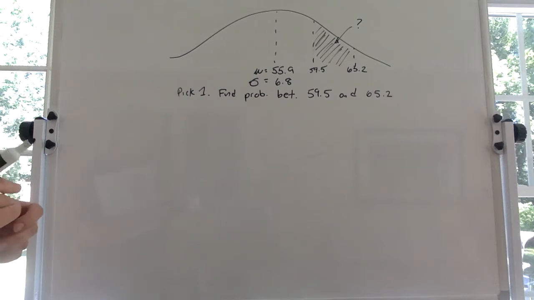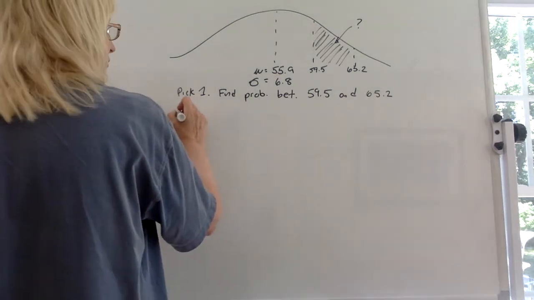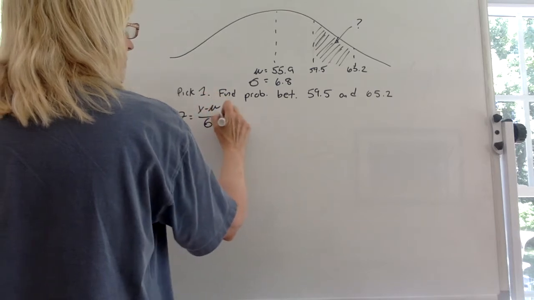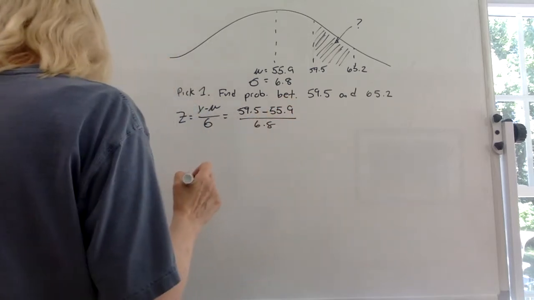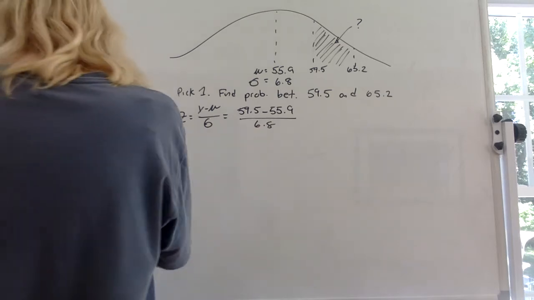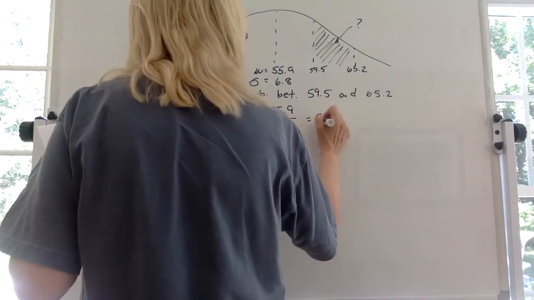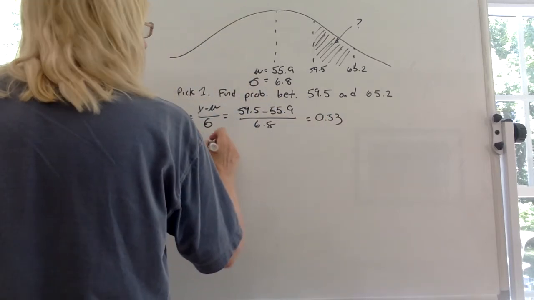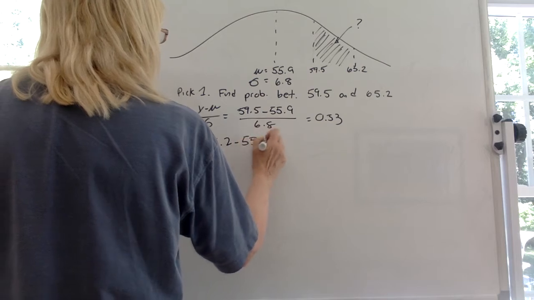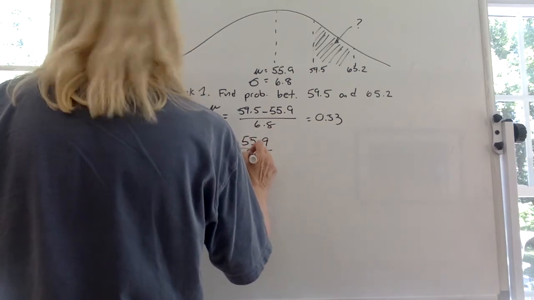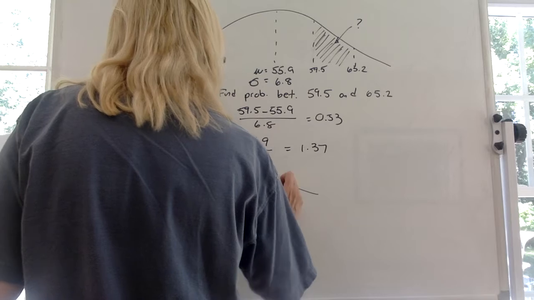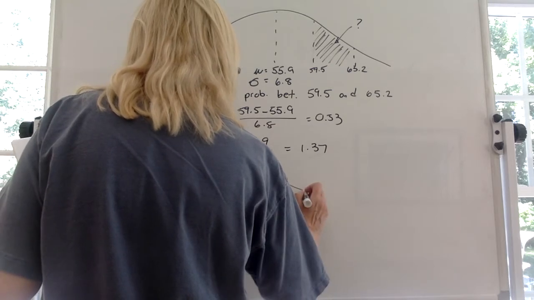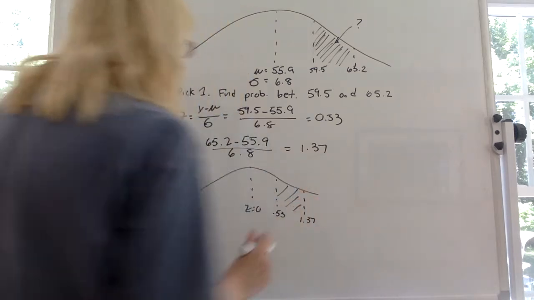Well, it's the same as we've been doing, but the first step is to convert to z's. So, we got to convert two of these to z's. So, the first one is we're going to do the 59.5 minus the 55.9 over the 6.8. And when you do that, you get 0.53. And then you got to do the other one, which is 65.2 minus 55.9 over 6.8. And when you do that, you get 1.37. So if I redraw this, z down the middle is 0, you got a z of 0.53, and you got a z of 1.37, and we want to find that area in between.